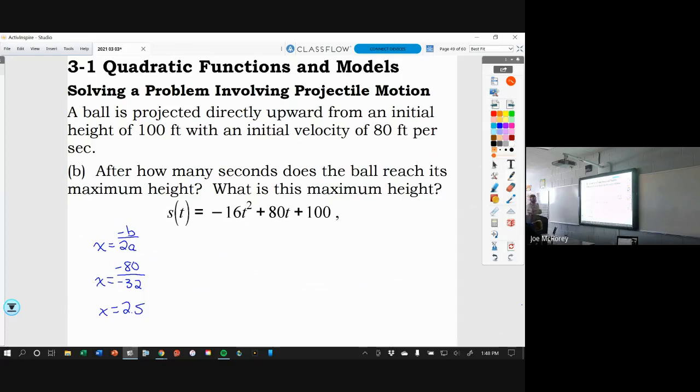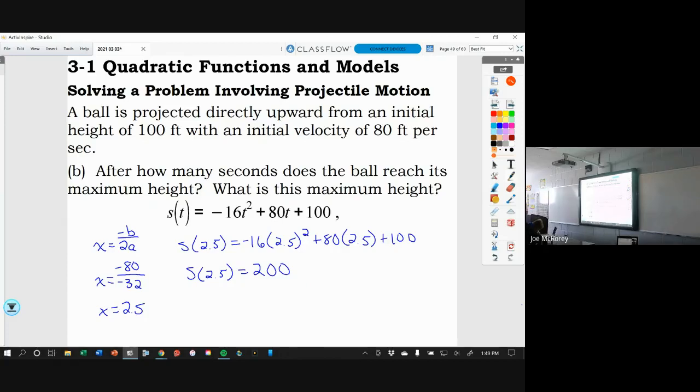You have to plug it into the equation to find out. S of 2.5 is negative 16 times 2.5 squared plus 80 times 2.5 plus 100. Once you plug that into your calculator, you find out that S of 2.5 is 200. Cheater.